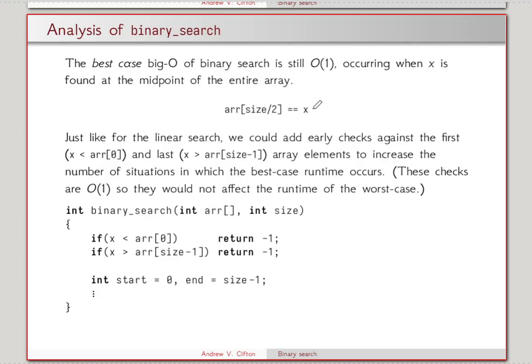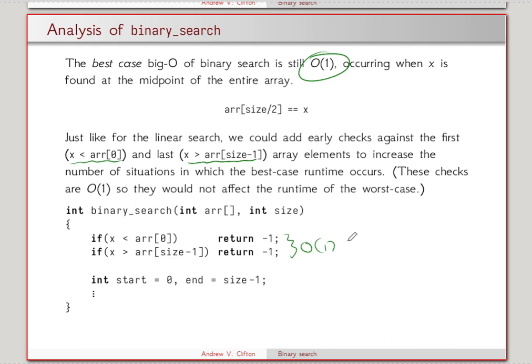So the best case is still O of 1 if the thing that you're looking for is in the middle, right? If you wanted to, you could add some checks against the first and the last array elements to add a couple of other best cases, and those would still make it O of 1. So that just adds more situations where we get to take the early exit.